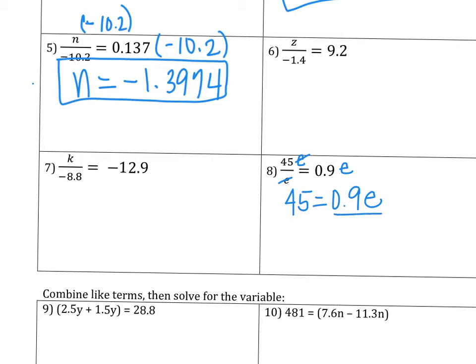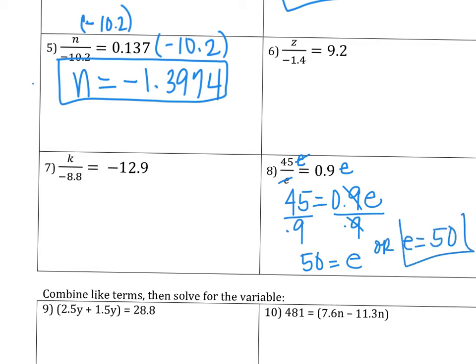Now we just do what we normally do, which is divide both sides by 0.9. And when we do that, we get 45 divided by 0.9, which is 50, equals E, or E equals 50. So again, when our variable is in our denominator, just multiply it on both sides and it will bring it to the numerator, or to the top, to form a different equation that you can work with.